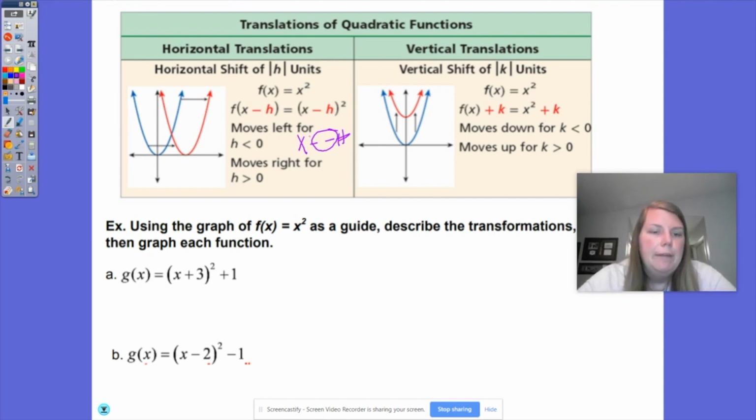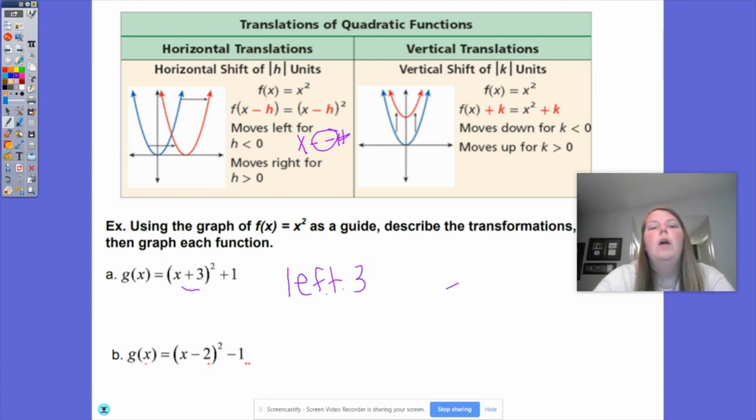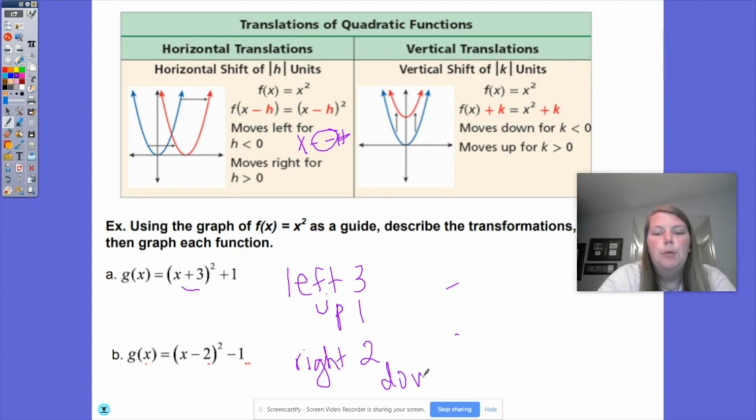So if we look at letter A, I have a +3 inside the parentheses. Remember, inside is moving it left to right. And if it's a positive number, it's going to be moving it to the left, and specifically left 3 units. And then that 1 outside the parentheses is going to move our parabola up 1 unit. And if we look at letter B, -2 inside the parentheses is going to move right 2 units. And then that -1 outside the parentheses is going to move us down 1 unit. So that's just right, or vertical and horizontal shifts on those quadratics, those transformations.